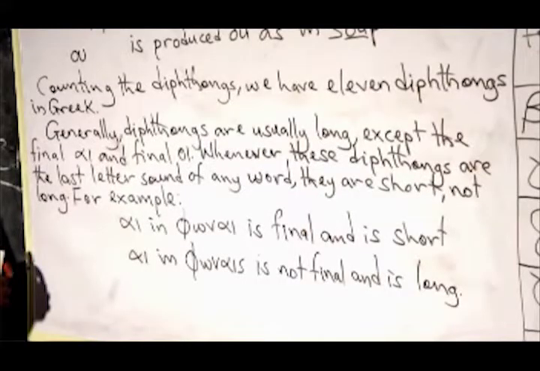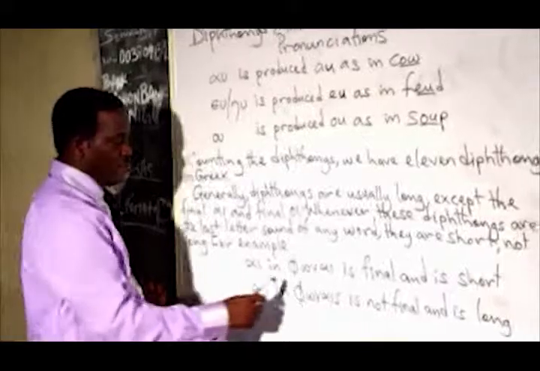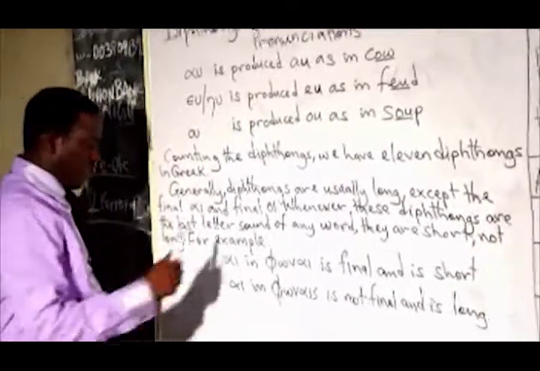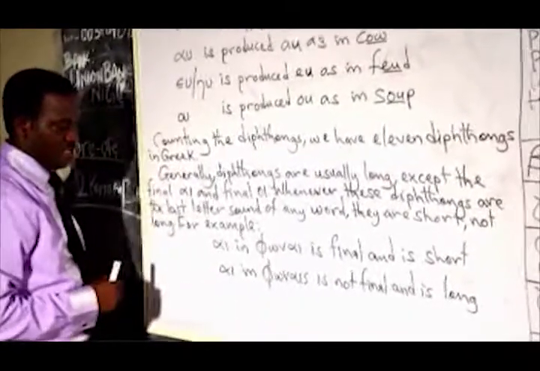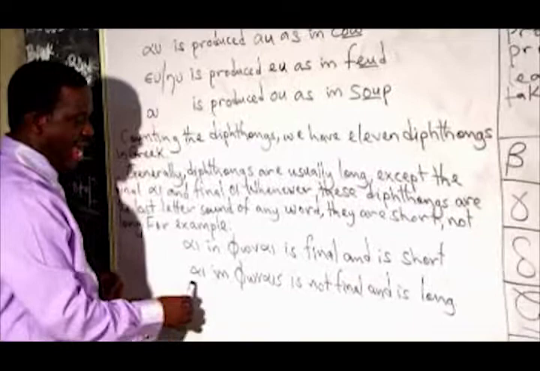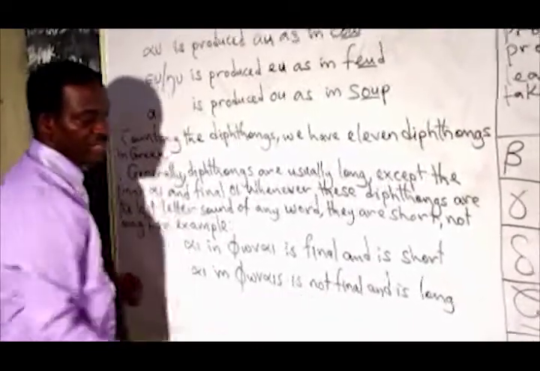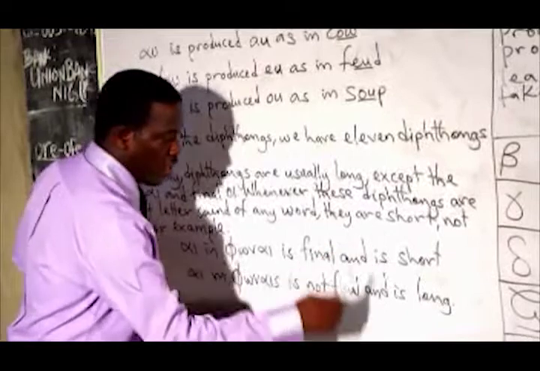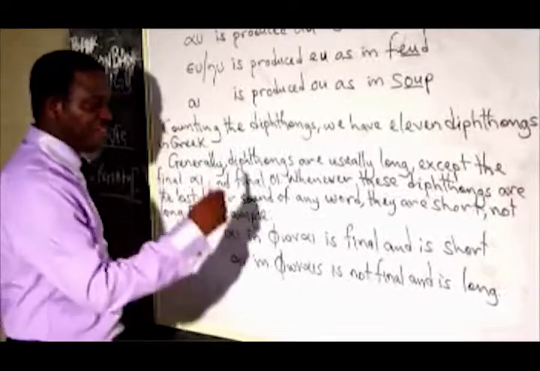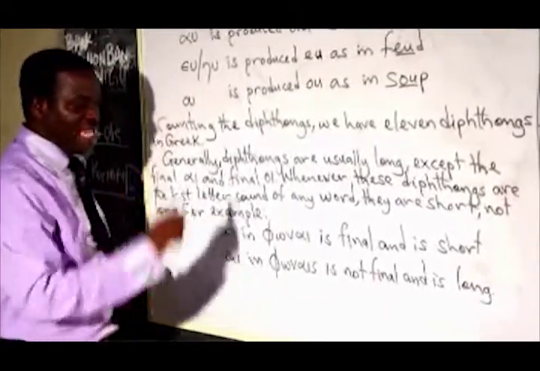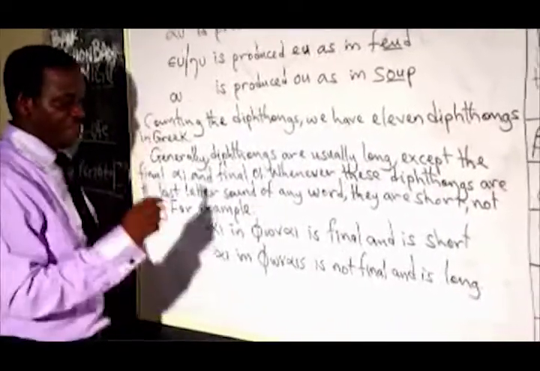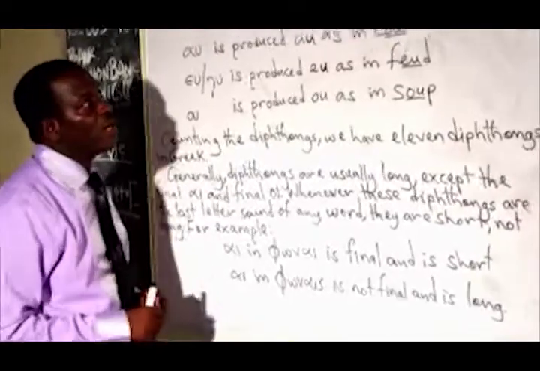For example, AI in phonetics is final and is short. But this other AI in phonetics is not final. As a result of that, it is long. So when AI or OI is final in a particular word, the final sound in a word is considered to be short, not long. But if they are not final, they are considered to be long.